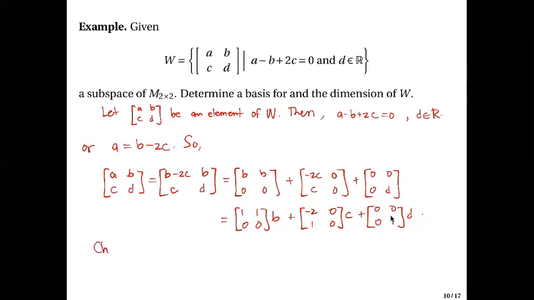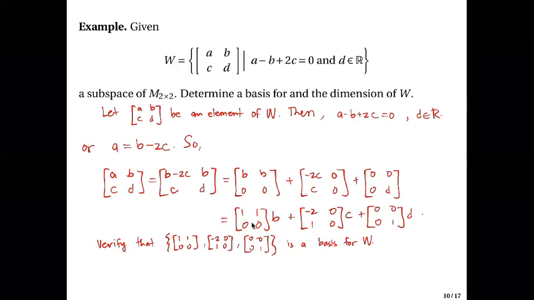So, verify that that set, the set containing these vectors here, 1, 1, 0, 0, comma negative 2, 0, 1, 0, and comma 0, 0, 0, 1, verify that this set is a basis for W, meaning they are linearly independent. And of course, they span W.